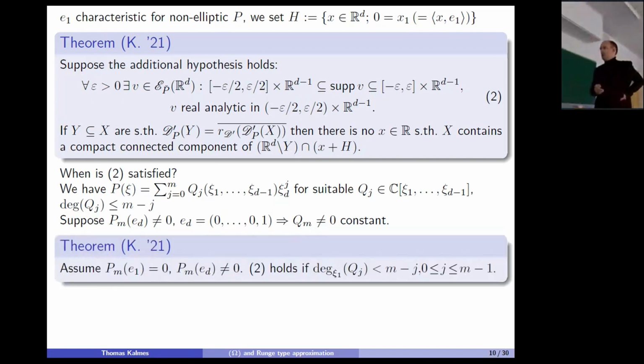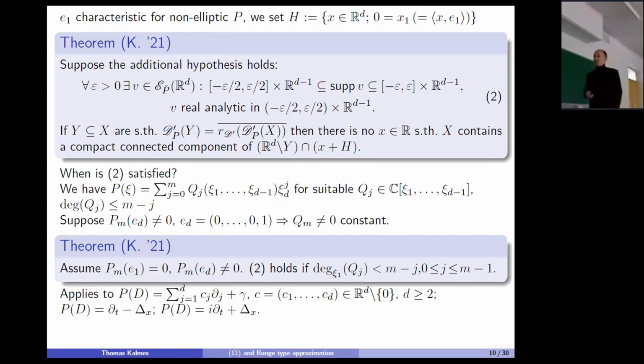Okay, and now assume, under the general assumption, that e_1 is a characteristic vector, e_d is not. Then this additional hypothesis 2 holds if the degree of these polynomials q_j, as polynomials in the first variable, is not only bounded by n minus j, but strictly less than n minus j for j between 0 and n minus 1. Then one can construct such a real analytic zero solution like in this condition 2.